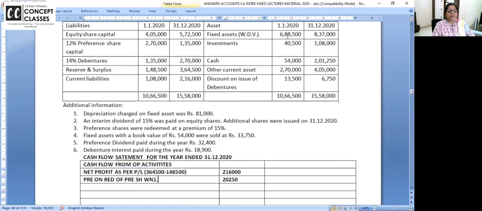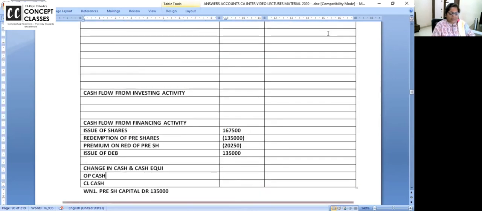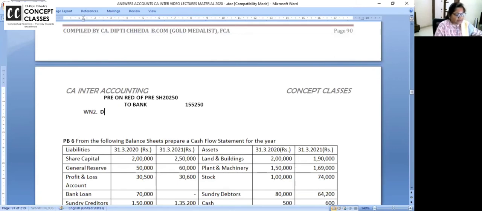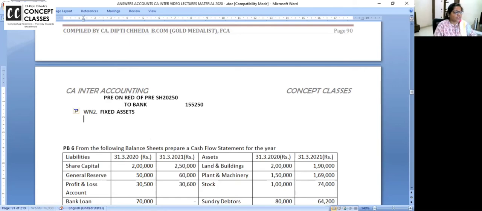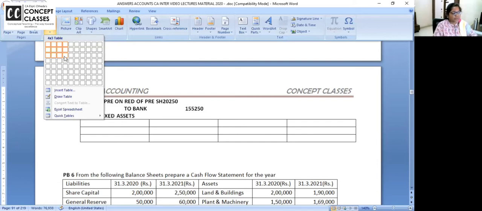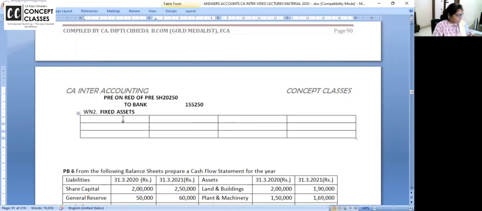Fixed assets, don't interpret. Ma'am, 688 to 837 has happened, purchase. There is sale, there is depreciation. So what will I make now? Working note 2. You have the hard copy. Now I'm not scrolling up and reading each and every adjustment, so you all read it with me. I'm making the fixed assets account. Just a 4-line account is enough. And don't make provision for depreciation because it's not there. Fixed assets account, what is the opening balance given?